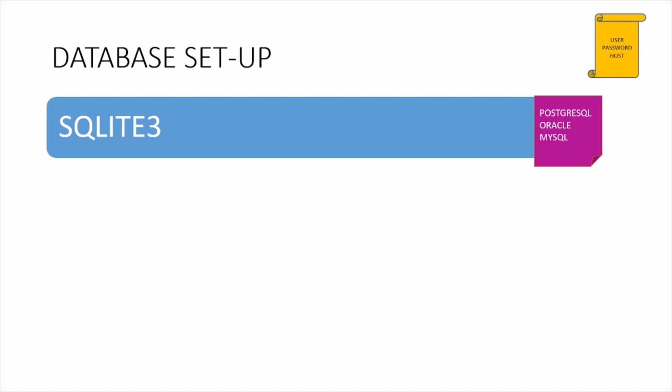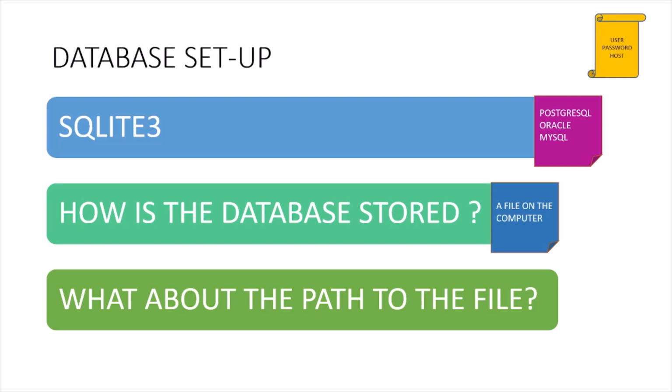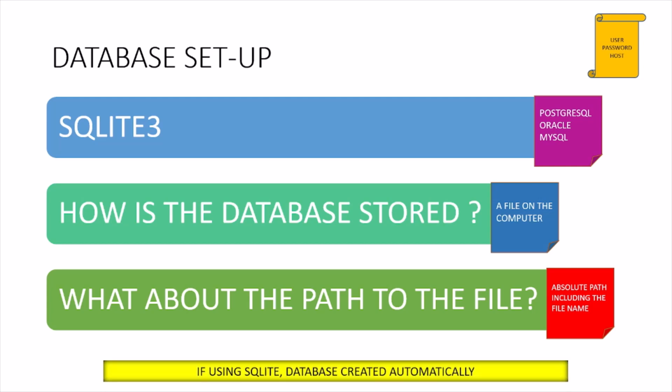Now, if you're using SQLite as we are, how is the database going to be stored? The database is going to be stored as a file on your disk. What is going to be the path to the file? That's going to be the absolute path, including the file name. Remember that when using SQLite, Django automatically creates the database.